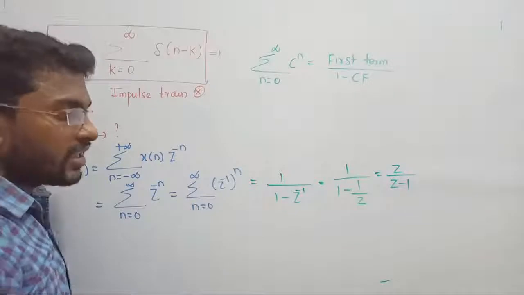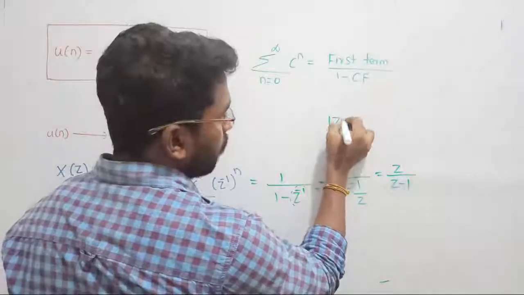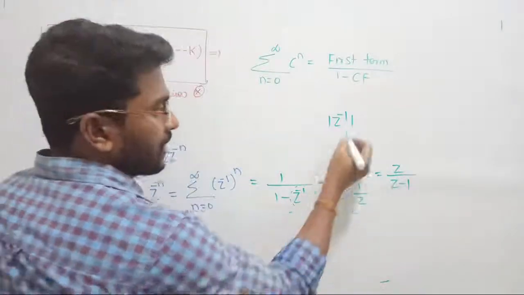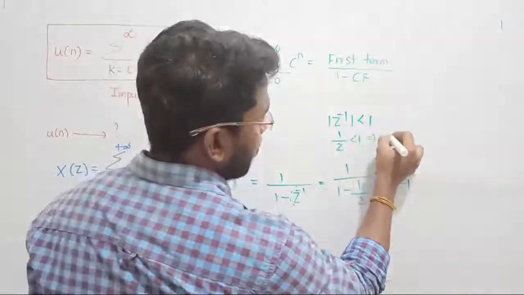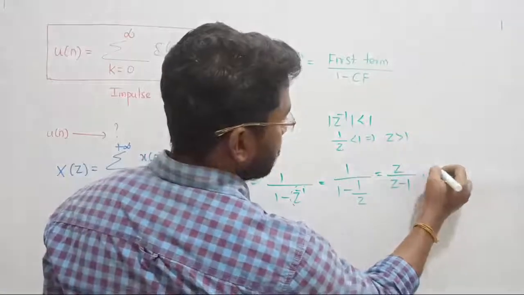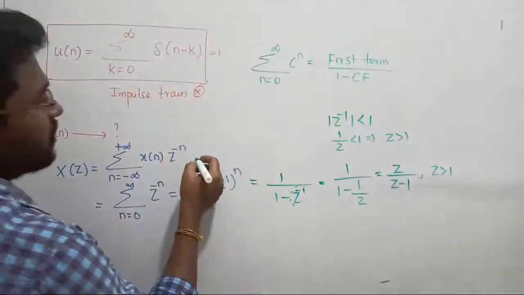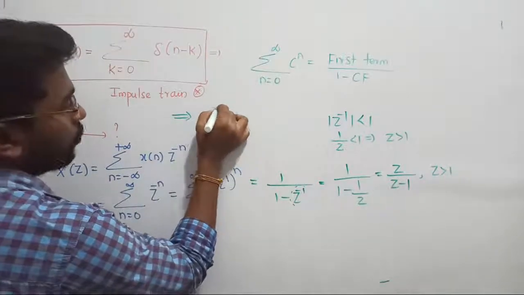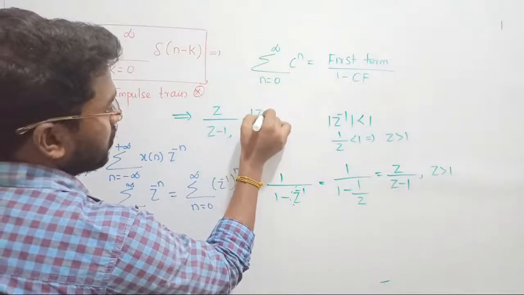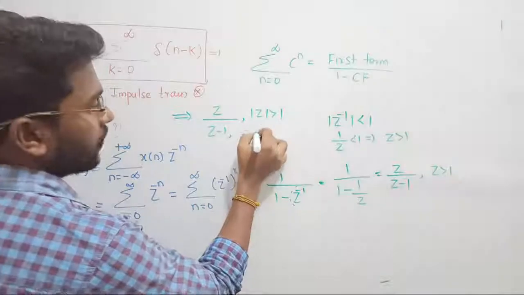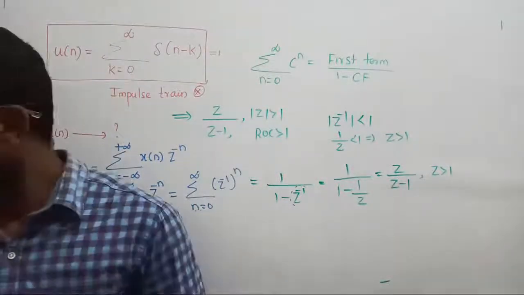Whereas, what will be its region of convergence? You can define it from here. The mod of z inverse has to be less than 1, or 1 by z should be less than 1, or I can say the value of mod z is greater than 1, such that the region of convergence is greater than 1. So the correct answer for the impulse train, its corresponding transformation will be z upon z minus 1 with its region of convergence mod z greater than 1. Clear? So that is the correct answer for the given question.